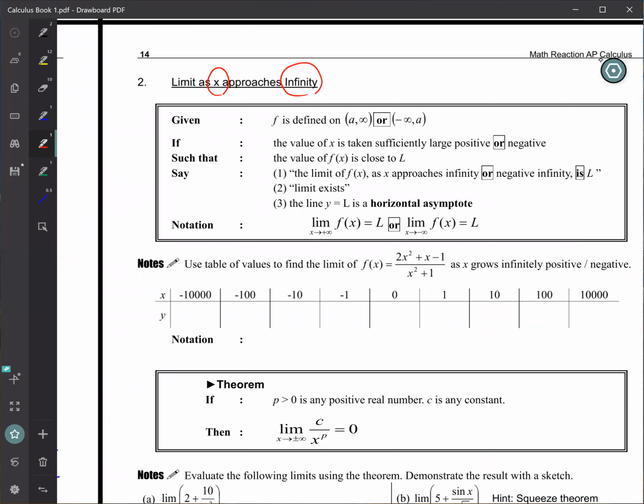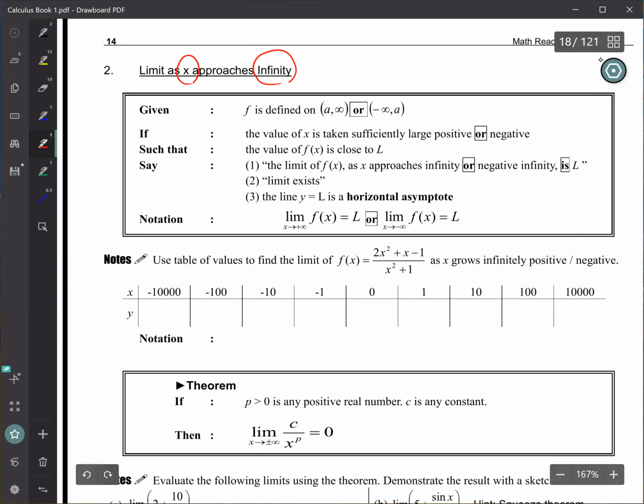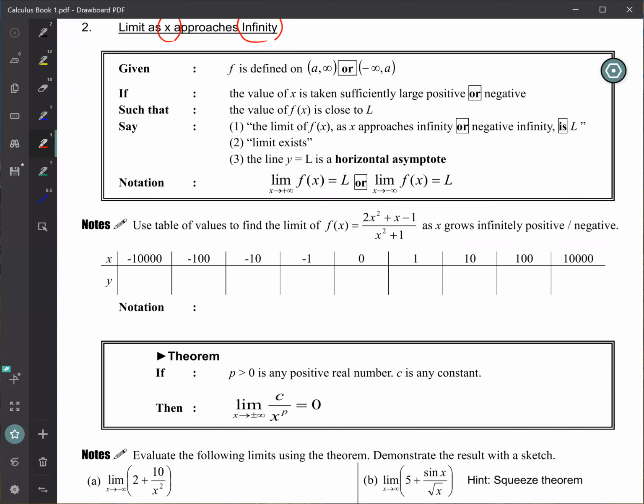So the second type is going to take x to infinity instead. Instead of x approaching a number, we will make x very big. Same thing, we're going to skip the sentence for now. We'll try an example down here. So here I would like everyone to grab your calculator. Everyone has a calculator, you can use a phone if you want. Here, use a table of values to find the limit of f of x equal to this. So this is a function, as x grows infinitely positive or negative.